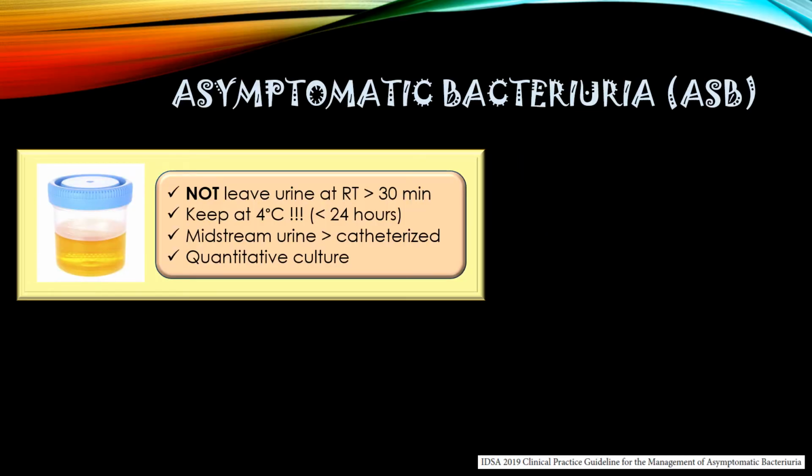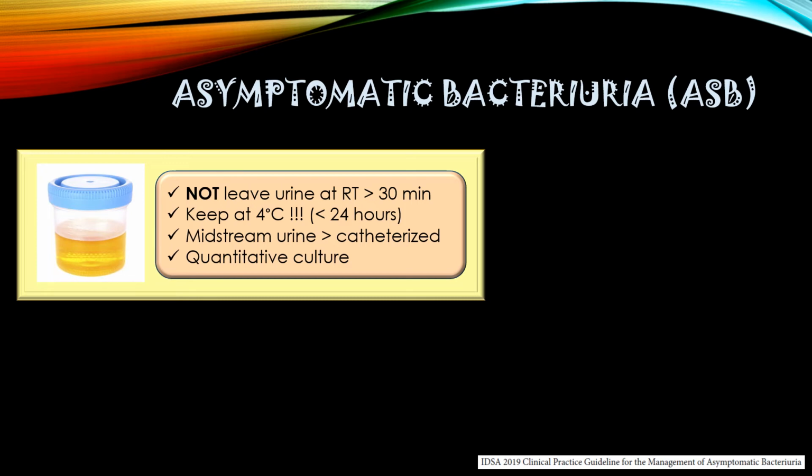Now we will talk about asymptomatic bacteriuria first. In general, for other specimens we recommend keeping them at room temperature, not in the refrigerator, because refrigeration may inhibit bacterial growth. But for urine, we recommend keeping it in the refrigerator, not at room temperature for more than 30 minutes, because urine is considered a good medium for bacterial growth. So if you leave urine at room temperature, the bacteria will overgrow, which may lead to an incorrect diagnosis of infection.